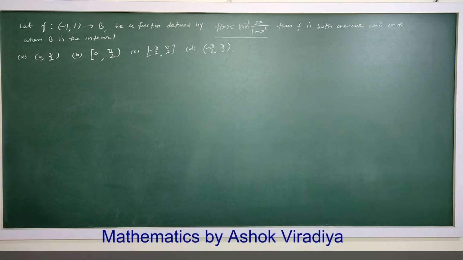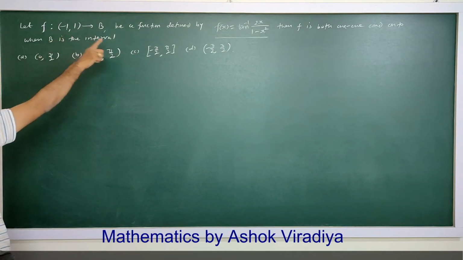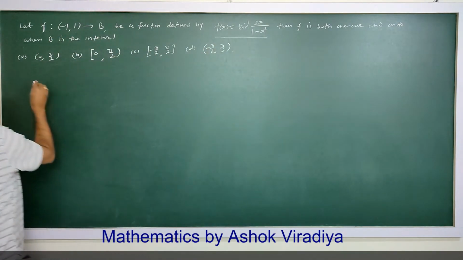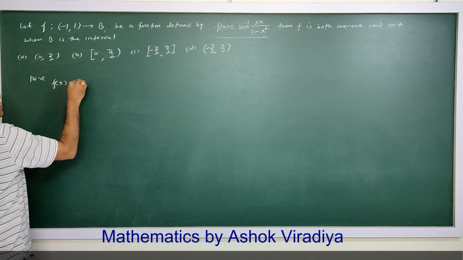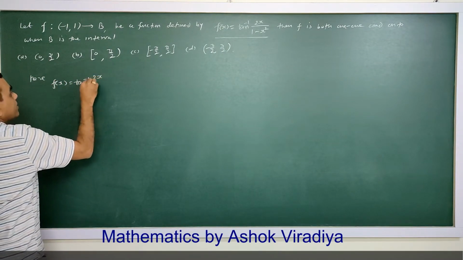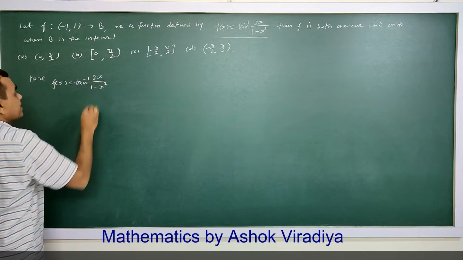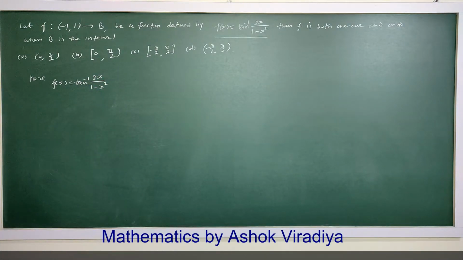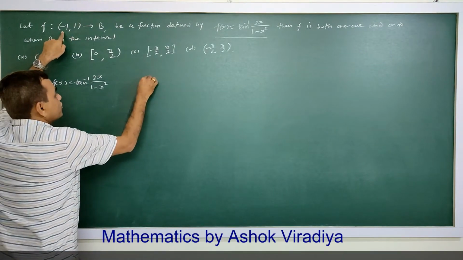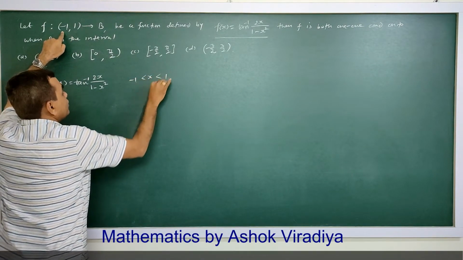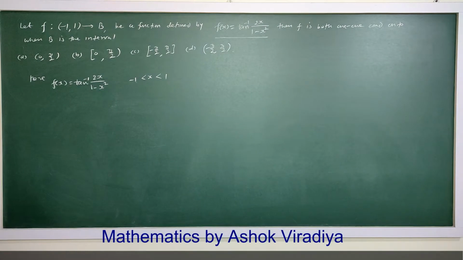It means we have to find the set B. The domain is -1 to 1. This is f(x), where f(x) is tan inverse (2x / (1 - x²)), and given that x belongs to (-1, 1), this condition is given.